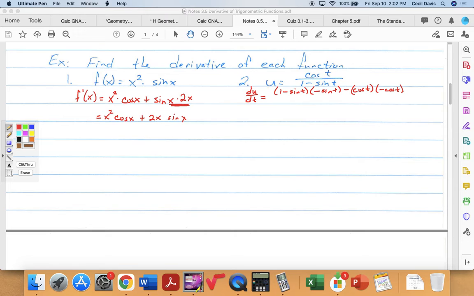And just generally speaking, when you're doing the quotient rule, I think it's really a good idea to put each part in a set of parentheses. It's really easy to make mistakes otherwise. It's not an absolute requirement. All over 1 minus sine of t quantity squared. So distributing here, I'm going to have negative sine t plus sine squared t plus cosine squared t over 1 minus sine of t quantity squared.